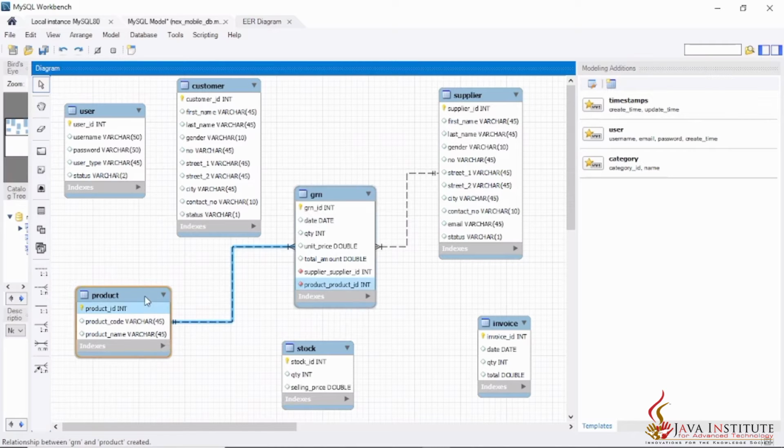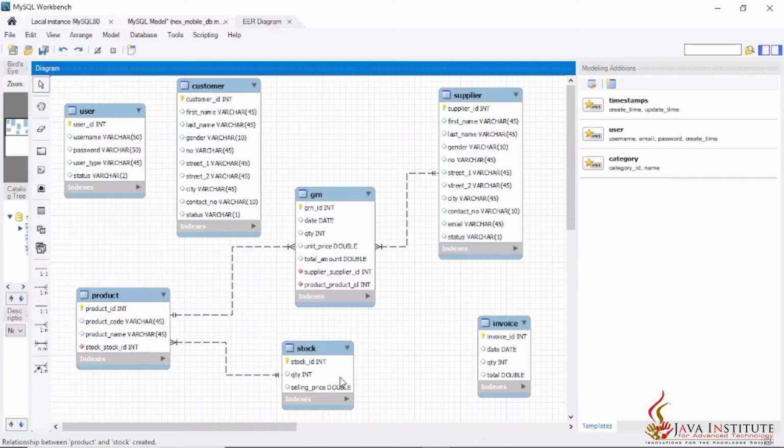So for a single product there can be many stocks. For example, take an iPhone X product: for a single product there can be many stocks. For a single stock there can be only one product at a single time. So here we have to create another one-to-many relationship between these two tables also, with the many table and then the one table. This is how I have created the relationship between the product table and the stock table.